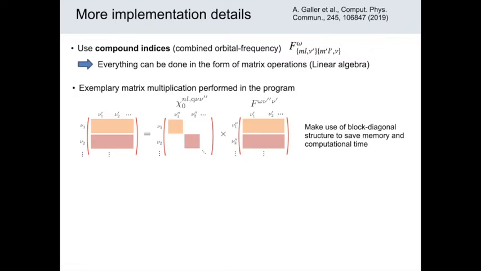So a big part that is done in this AbinitioDΓA program is basically linear algebra. Basically like a matrix multiplication, one exemplary matrix multiplication that I show here. It's a multiplication of this chi0, the non-interacting susceptibility, multiplied with the local vertex. And then I make use of some symmetries in order to save memory and computational time.